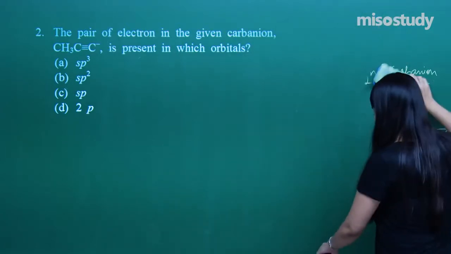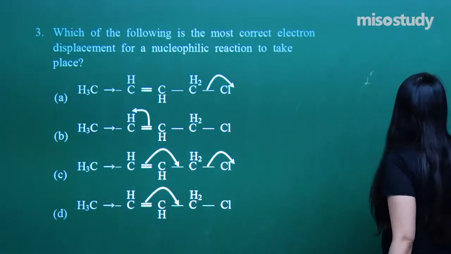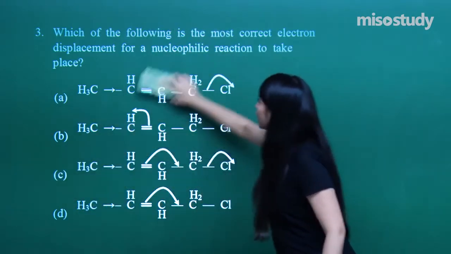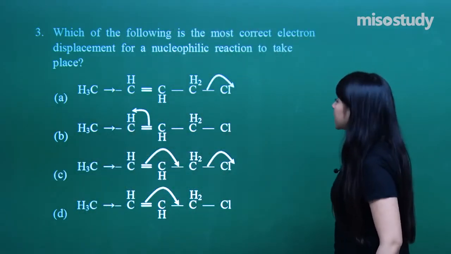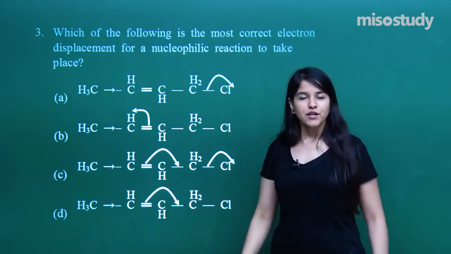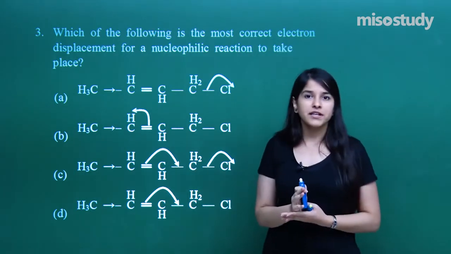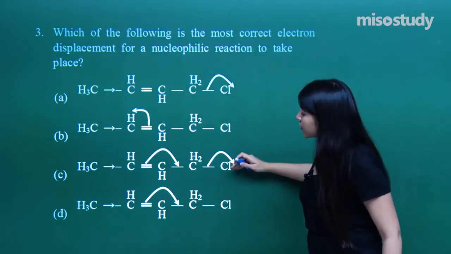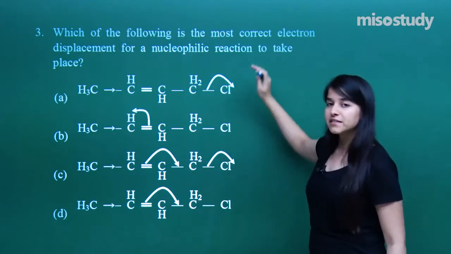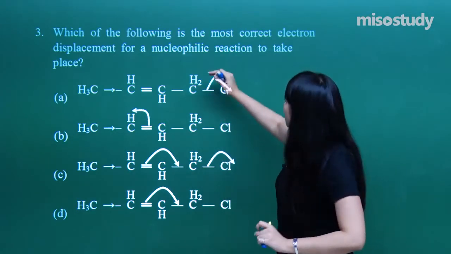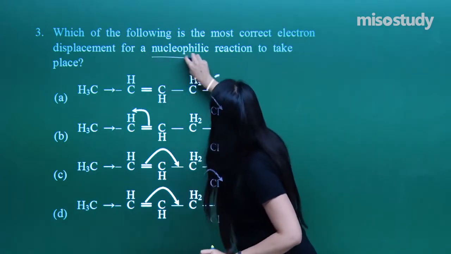What does the next question say? So here, what do I have? Which of the following is the most correct electron displacement for a nucleophilic reaction to take place? So it's pretty confusing as well. Why? Because they have given different kinds of displacements which will be taking place in such a reaction. So I need to have a proper idea about how the nucleophilic reaction actually occurs.